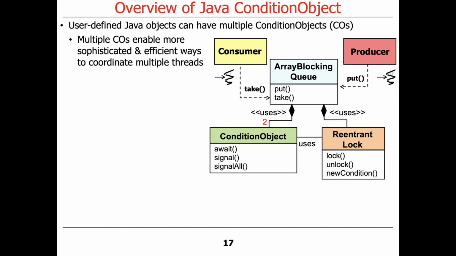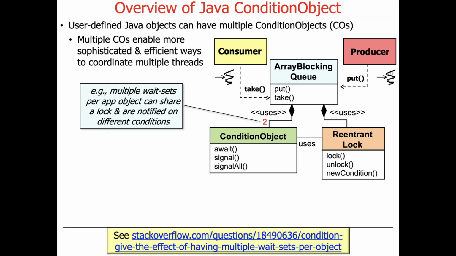The ability of user-defined classes or Java class library classes, these are not things that are baked into the execution environment, to have more than one condition object enables much more sophisticated and efficient ways to coordinate multiple threads. This will not become clear until we talk about the earlier, somewhat half-baked attempt at this with Java built-in monitor objects, which only had one queue or one condition object per Java object.